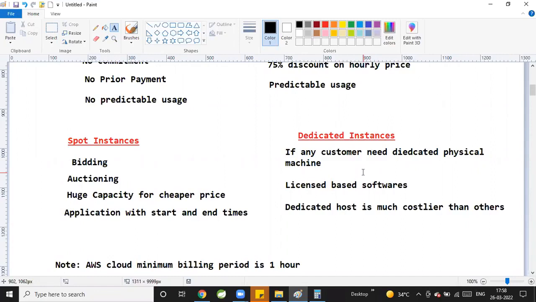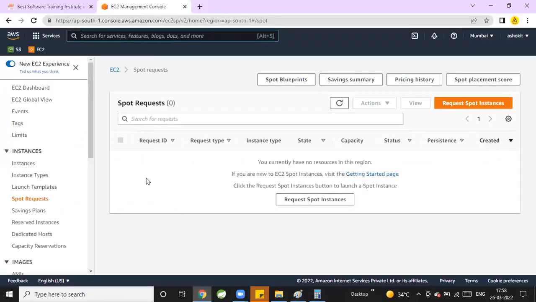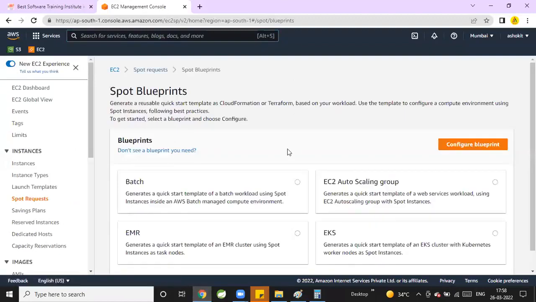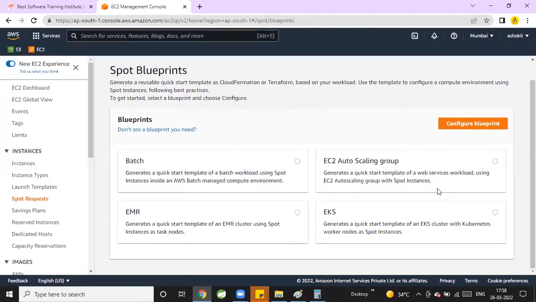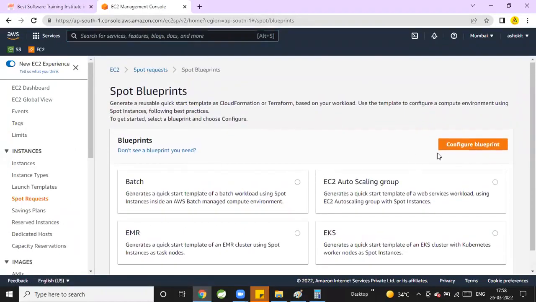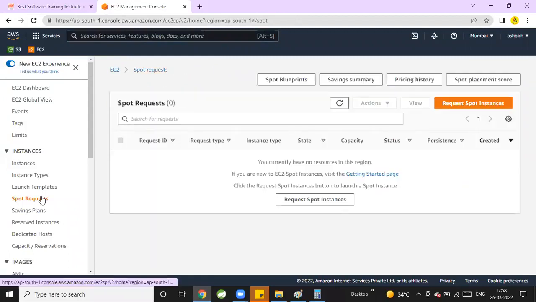A huge capacity machine they are providing for a cheaper price. So in such a scenario, you will be notified. That is called a spot instance. Spot blueprints, batch, EC2 auto scaling group, EMR, EKS, like that. Some kind of spot request you can keep.